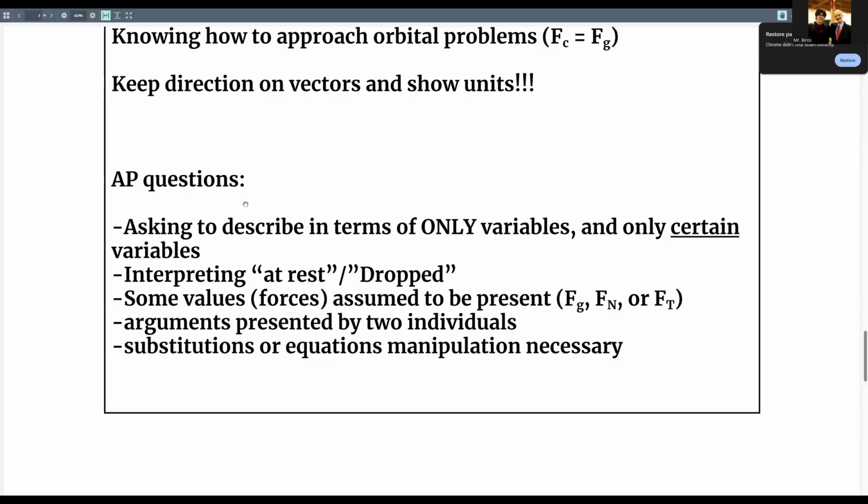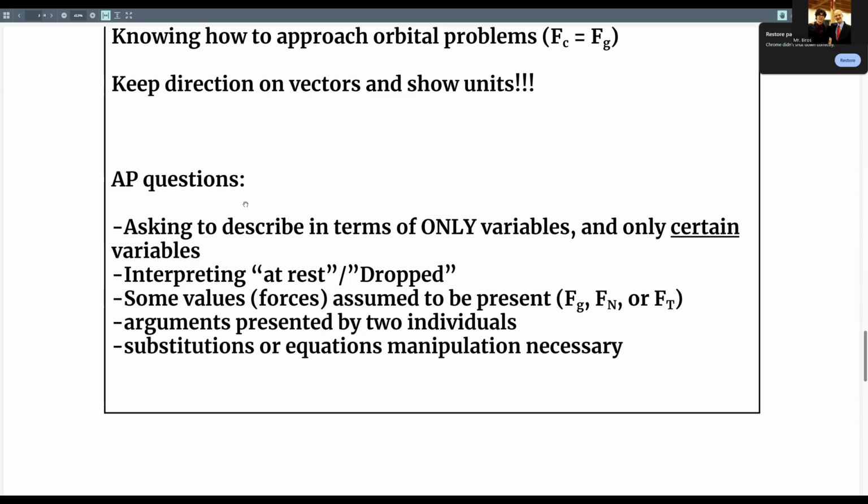Some things are assumed to be present. The force of gravity is the big one. They want you to be able to find it very easily using mass. Normal force, if it's a situation where gravity would act downwards and normal force would act upwards to balance it, they expect you to be able to do that and find the normal force. Tension sometimes as well, like either balances gravity or there'd be a scenario where something is in equilibrium and the amount of tension would be equal to some other force.